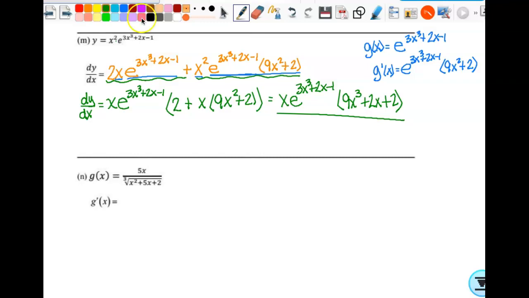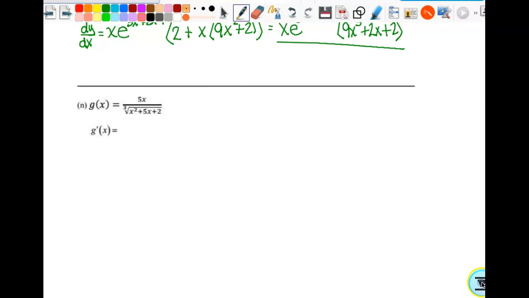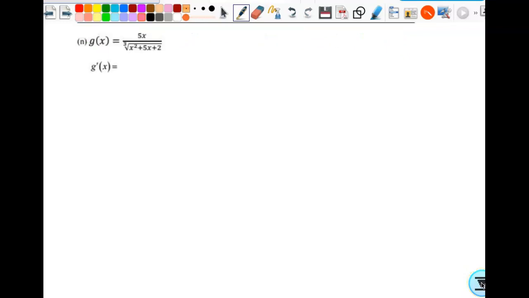Do I have a quotient rule? Yes. Do I have a product rule? No. Okay, let's rewrite this. I'm going to leave it as 5x in the numerator. But I'm going to rewrite my cube root as x squared plus 5x plus 2 to the 1/3 power. You agree with that? If all I had was what's in the denominator, does that require chain rule? It does. Because you have a function, you have this x squared plus 5x plus 2 inside the cube root function. So that does require the chain rule.